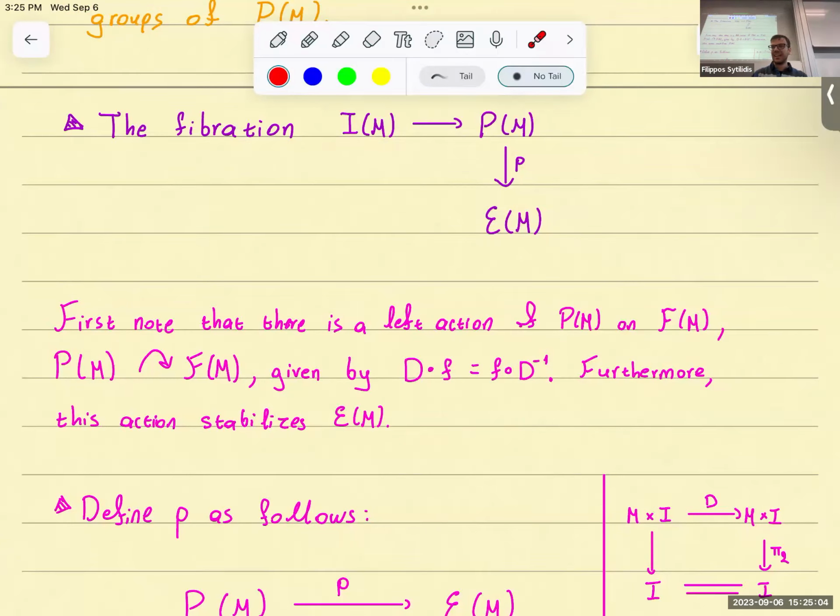Just remind me, sorry, epsilon of M is functions on M cross I, did you say? Yes, it's functions of M cross I to I, and they're smooth. And okay, precise.